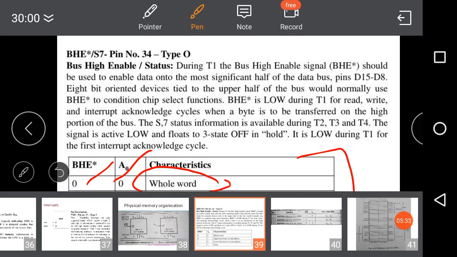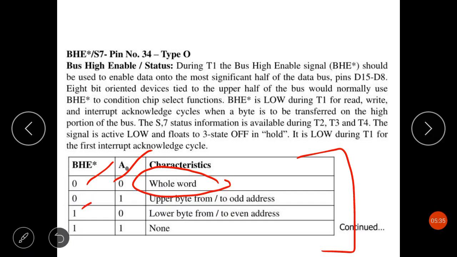Similarly, as you can see, when BHE bar is 0 and A0 is 1, BHE bar 0 means bank 1 is activated, and A0 1 means bank 0 is not activated. So the data lines that are going to be activated are D8 to D15, that is, the upper byte is going to be transferred from or to the memory, so to the odd address memory bank.